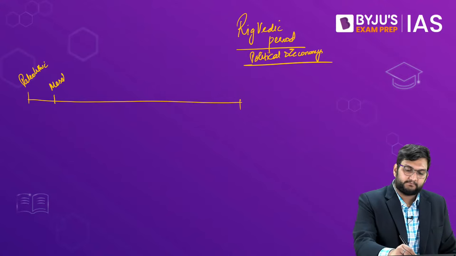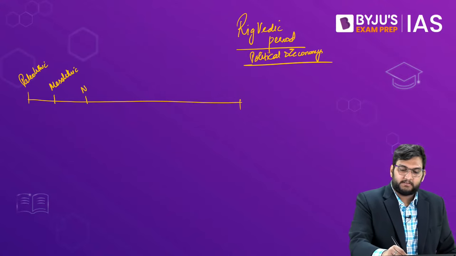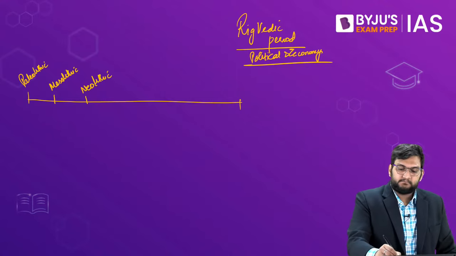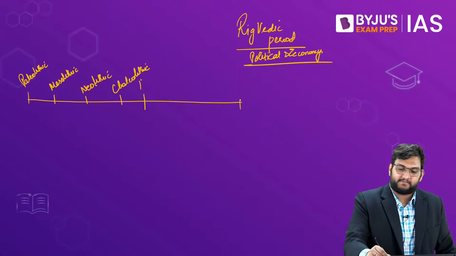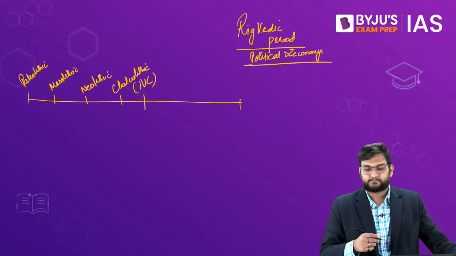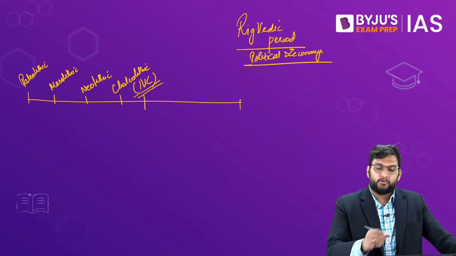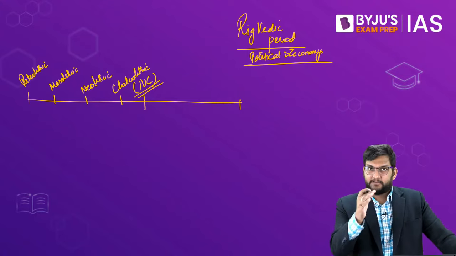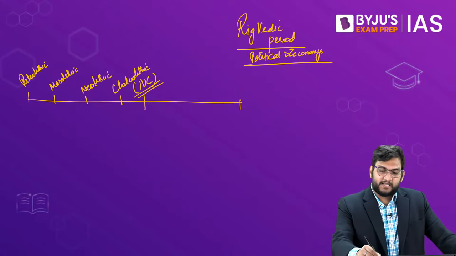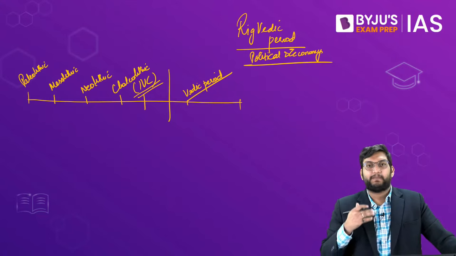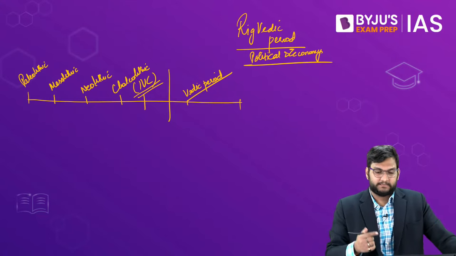Mesolithic, Neolithic, Chalcolithic, in which we have the Indus Valley Civilization as a part of it. So the Indus Valley Civilization would be the last Chalcolithic Bronze Age civilization. Thereafter, we go to what we call the Vedic period. The Vedic period, we'll talk about, is divided into two, but there's a basic importance of this period.